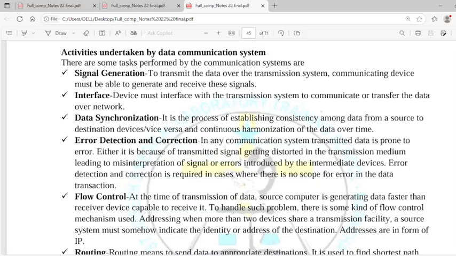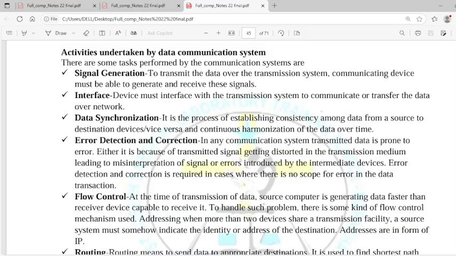What are some of the activities undertaken by a data communication system? During the communication, there are activities that take place. One is signal generation. This is where the sending device generates the signals that need to be transmitted. Then the interface, where the device has to interface with the transmission system so as to communicate and transfer the data over the network.